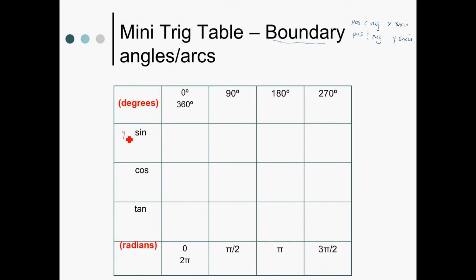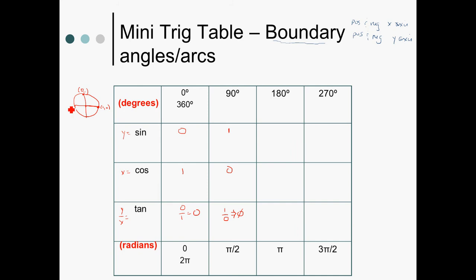The sine, the y-coordinate, the x-coordinate, and the ratio of y to x. At 0 degrees, what is the y-coordinate? And the x-coordinate, and the ratio of 0 to 1 is 0. 90 degrees, sine is 1, cosine is 0, tangent is 1 over 0, and any time you divide by 0, that's undefined.